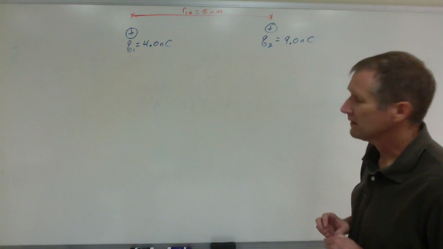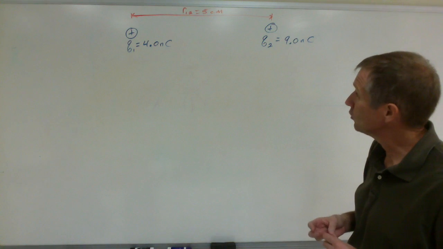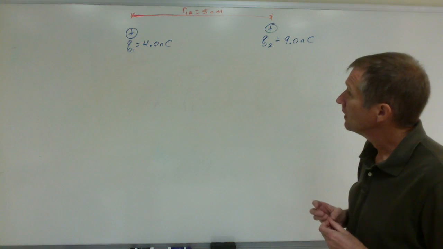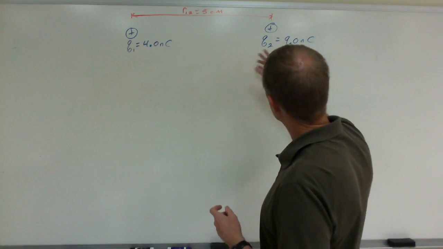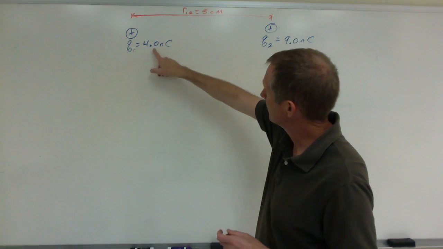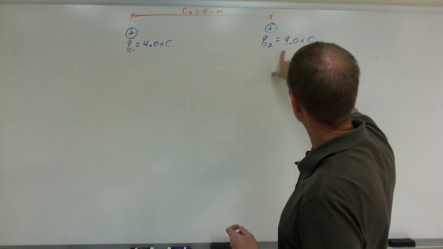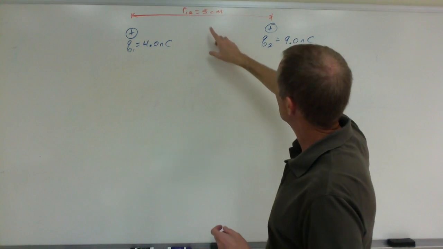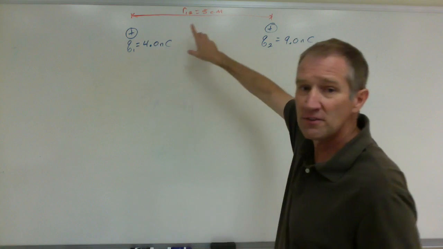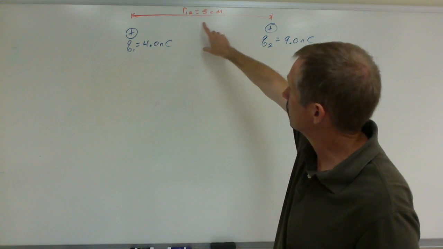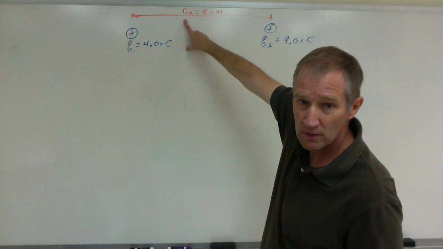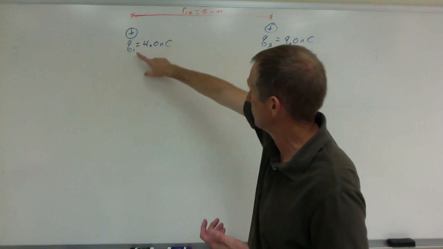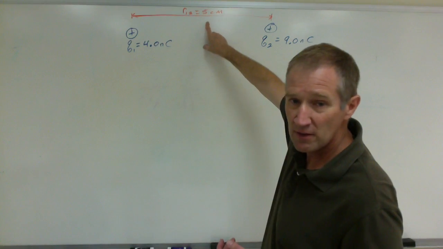We have a slightly more challenging Coulomb's law question. Let's say that we have two positive charges. Q1 is 4 nanocoulombs. Q2 is 9 nanocoulombs. They are separated by 5 centimeters. So the distance between Q1 and Q2, which I have labeled R12, is 5 centimeters.